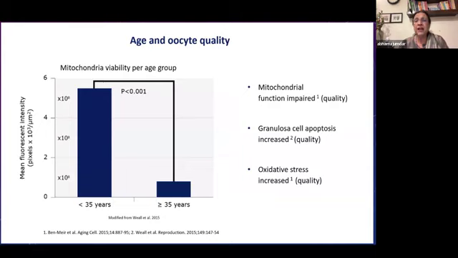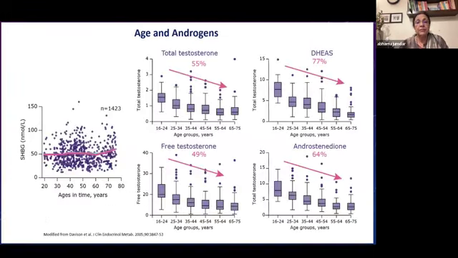Mitochondrial function is impaired in quality. Granulosa cell apoptosis increases. Again, quality goes down. And oxidative stress increases. Also, that leads to lower quality. So mitochondria viability per age group: if you see less than 35 years and more than 35 years, there is a significant difference in mitochondrial viability in women less than 35 and more than 35.